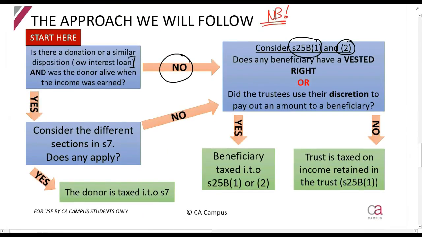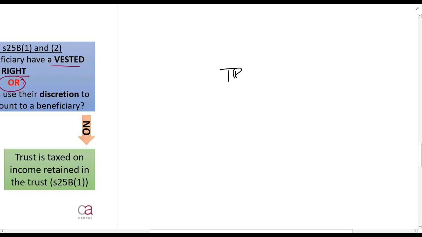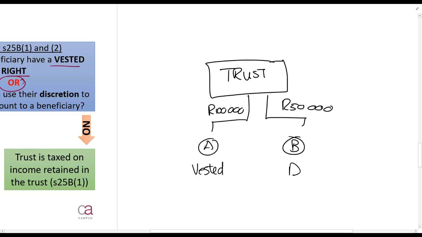So, see now what we ask. We say, was there a donation and is the donor alive? No. Then we say, does any beneficiary have a vested right, or did the trustees pay out an amount to the beneficiary? So what I want you to see is, here's the trust, and there's two amounts. There's an amount paid out to A, let's say 100,000 rands, and to B, 50,000 rands. A has a vested right to the 100,000 rands and B has a discretionary right to it.